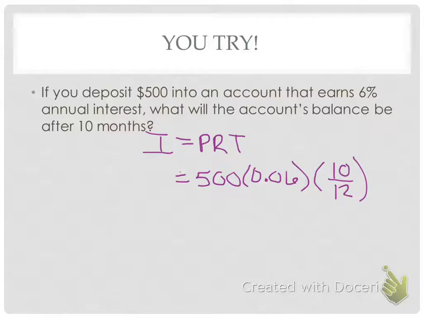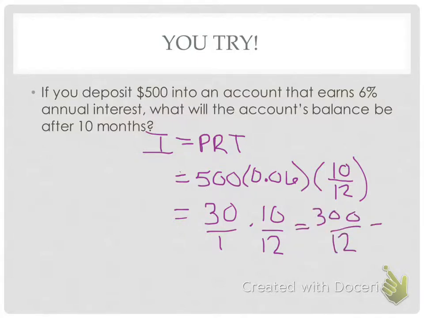So whenever it's months, you put it over 12. Okay, so now let's multiply it out. What's 500 times 0.06? It's 30. Now, since 10 over 12 works out to be a repeating decimal, I'm going to leave it as a fraction. Remember, if it comes out clean, you can change it to a decimal. But in this case, I need to multiply it. Now, you could reduce 10 twelfths, or you could cross-reduce. If you didn't do either, you should have ended up with 300 over 12, which then would equal $25.